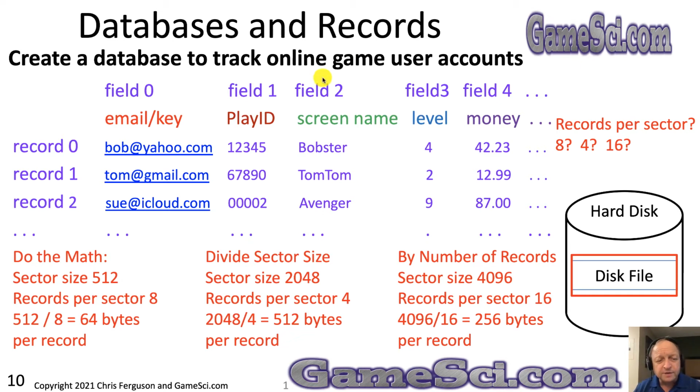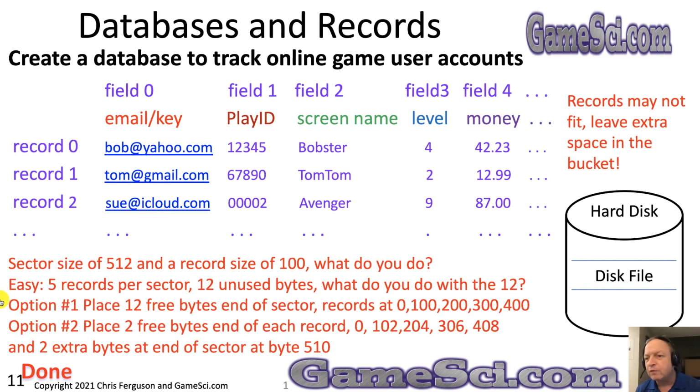What if we have a sector size of 512 and you know there's 8 records per sector? 512 divided by 8, each record must be 64 bytes. Doing the math again, let's say our sector size is 2048 and we know we're storing 4 records per sector. If you divide those two numbers, you know that record size must be 512 bytes per record. One last example. If you know the number of records stored per sector, take the sector size, divide it by the number of records per sector, and that will tell you 512 bytes per record.